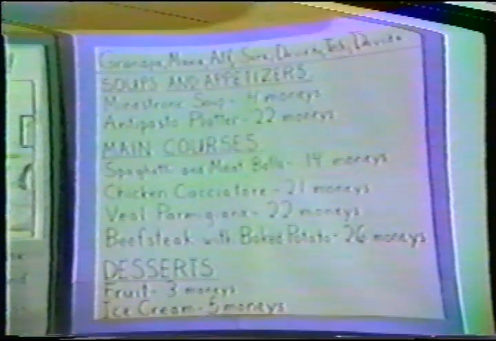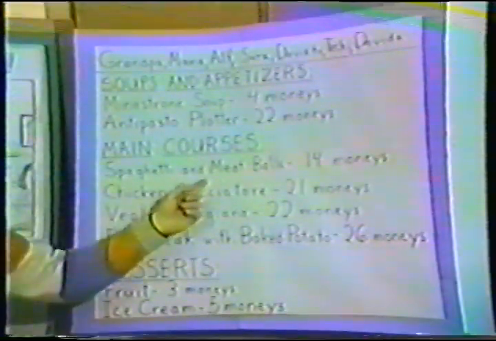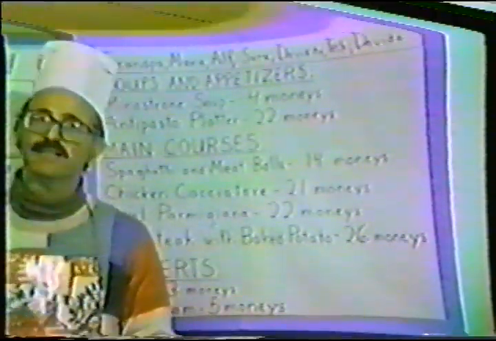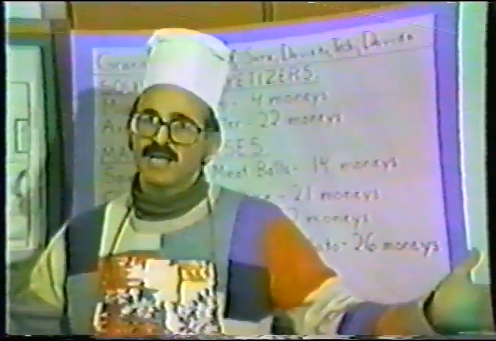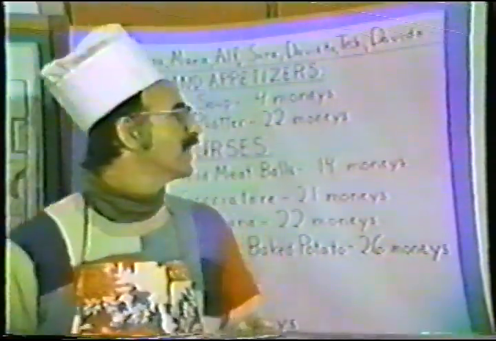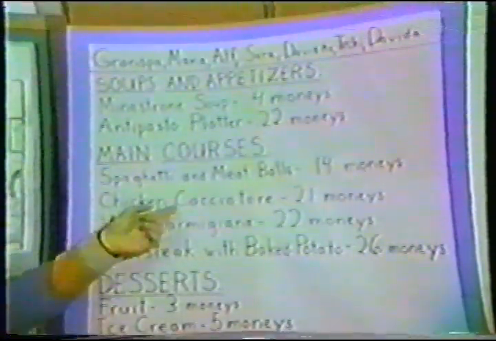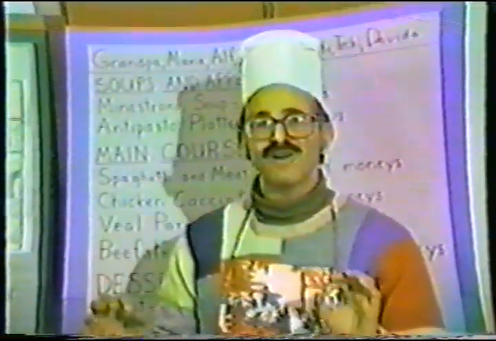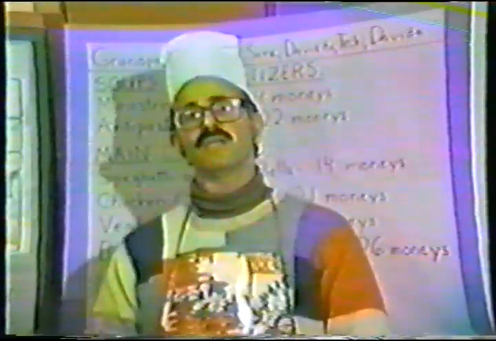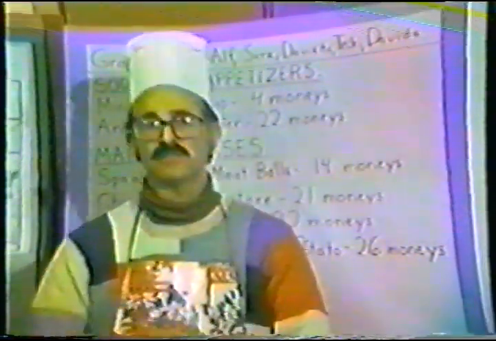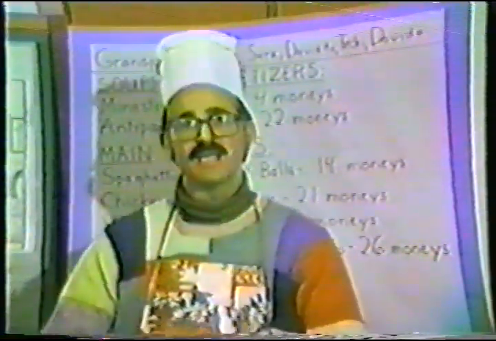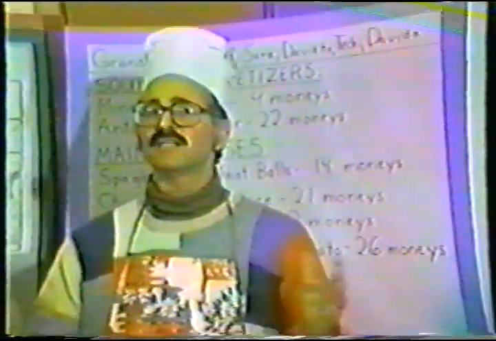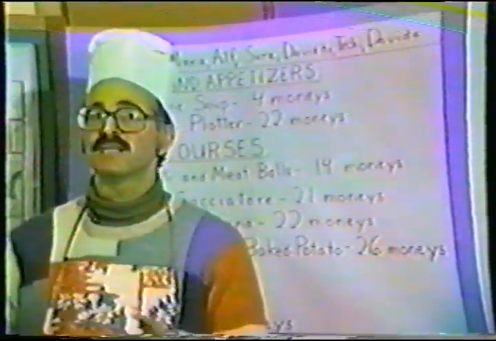Now for the main course. First thing is spaghetti and meatballs for 14 manis. It's very good. It's like spaghetti and meatballs always is. Now, chicken cacciatore for 21 manis. It's a chicken cooked with tomatoes. Pomodoros is tomatoes. Tomatoes and mushrooms and green peppers and onions. It's very, very delicious. I recommend it highly.